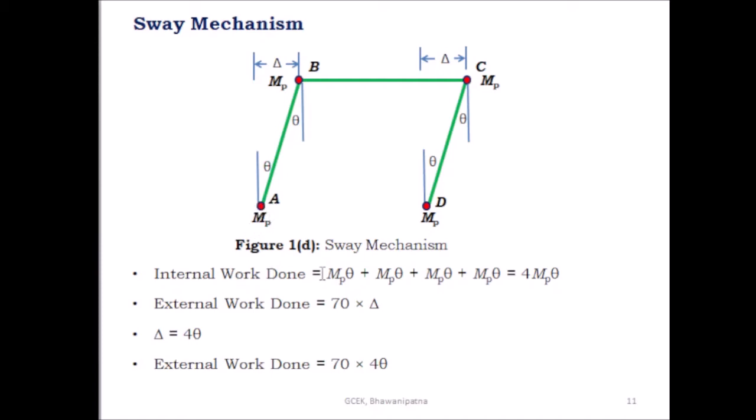So the internal work done is equal to Mp into theta. This is the plastic moment and the rotation is theta, Mp into theta. And at B the plastic moment Mp and the rotation theta, Mp theta. And at C the plastic moment Mp and the rotation theta, Mp theta. And at D the plastic moment Mp and the rotation theta, Mp theta. So the total internal work done is equal to Mp theta plus Mp theta plus Mp theta plus Mp theta, 4 Mp theta. Then find out what is the external work done due to the load.